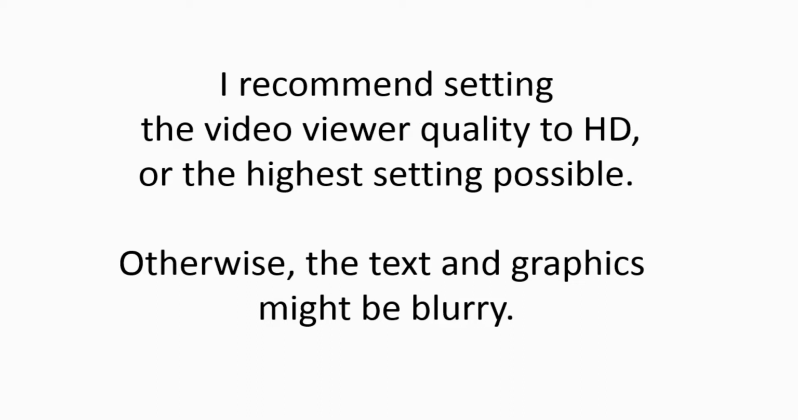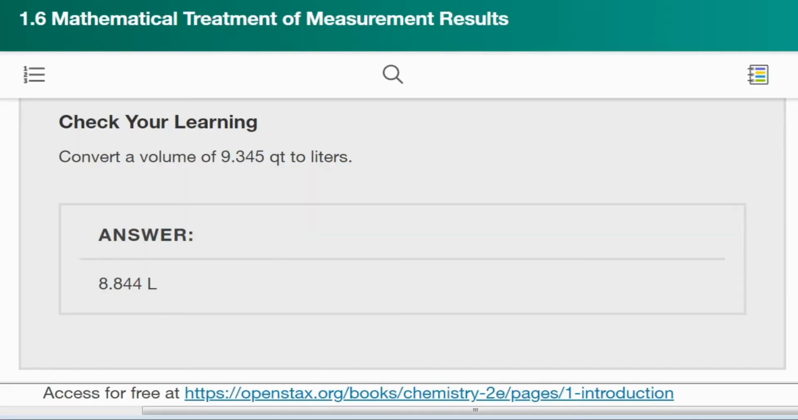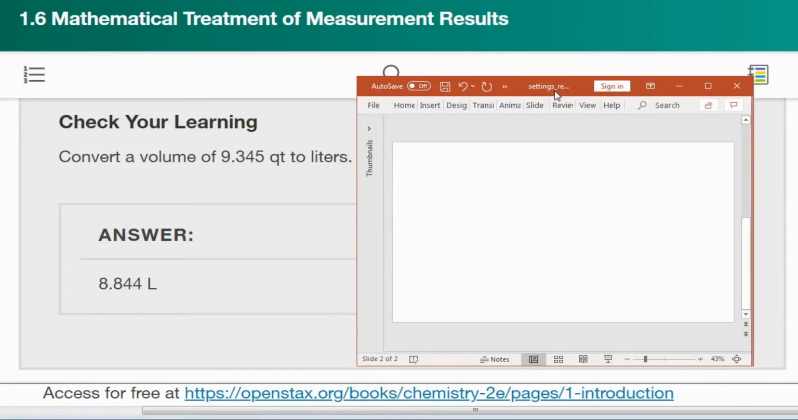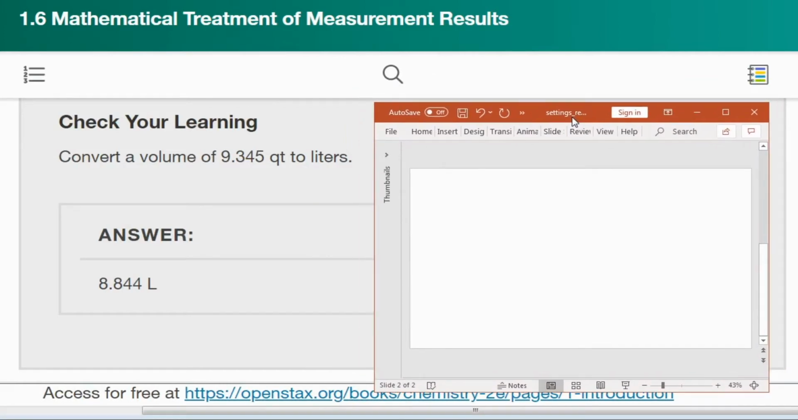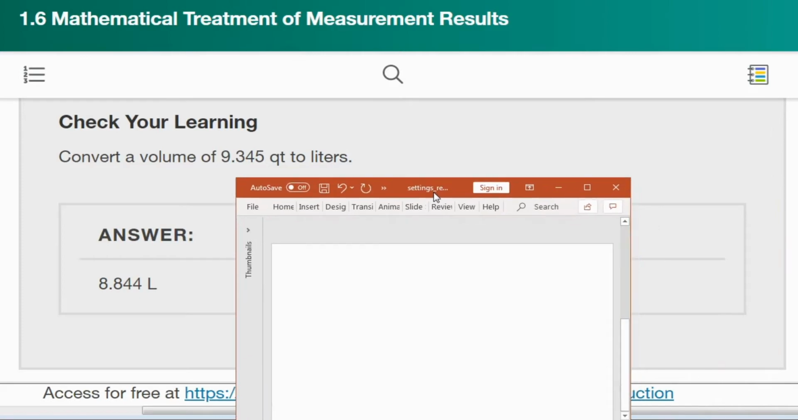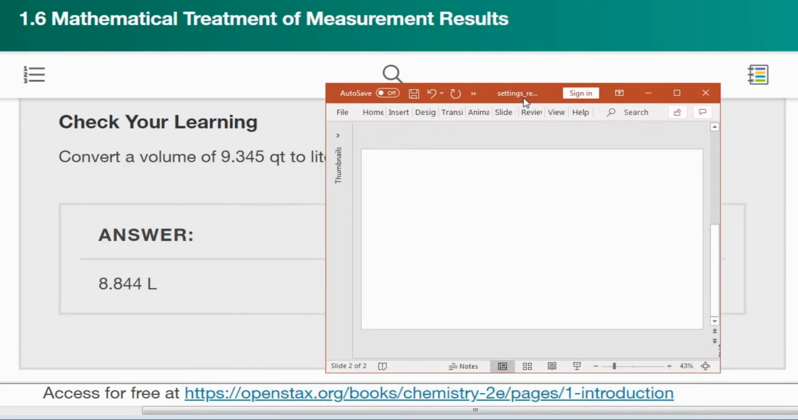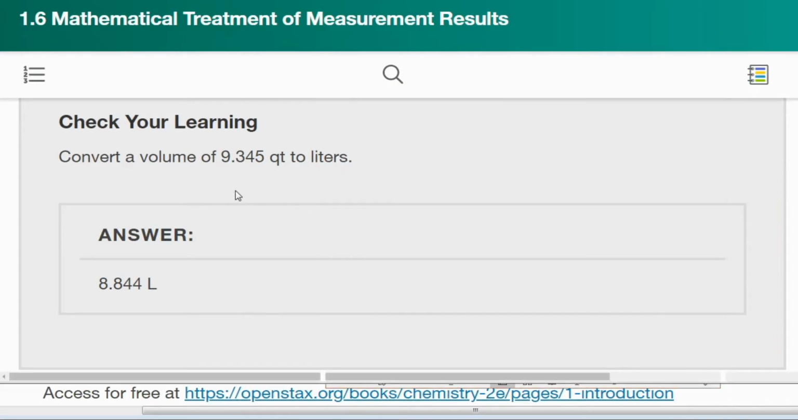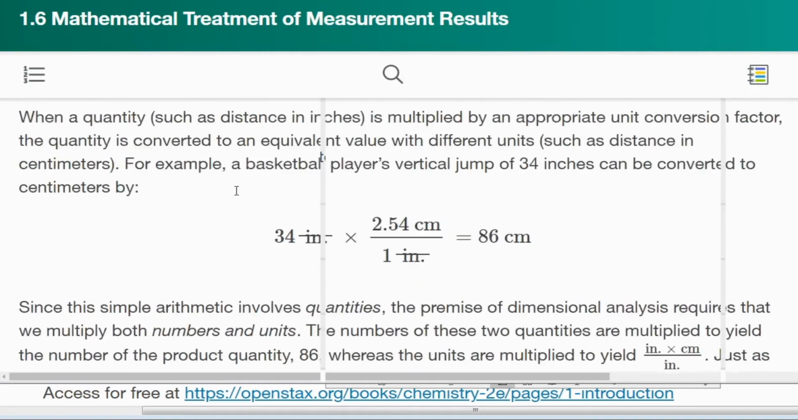So let me bring out my slideshow here. Sorry, that was a leftover screen. And I'm going to just do this in PowerPoint. So we're going to try to check our learning. Convert a volume of 9.345 quarts to liters. So let's try that. The first thing is, let's just look at the table. Well, maybe we'll cheat here. Okay, they won't let us cheat. We'll have to do this the hard way.